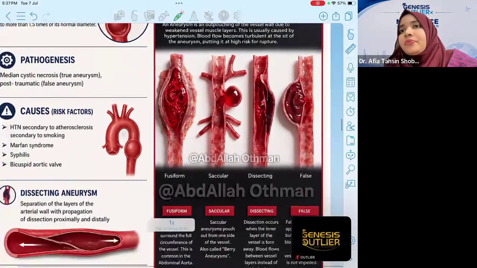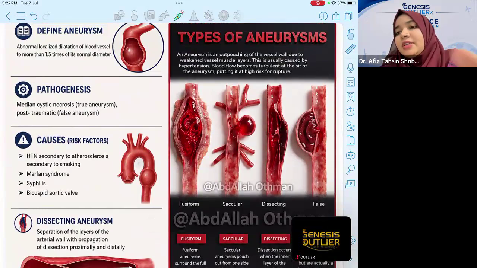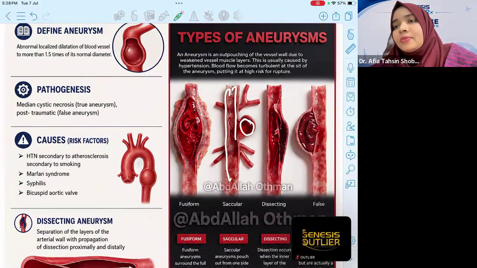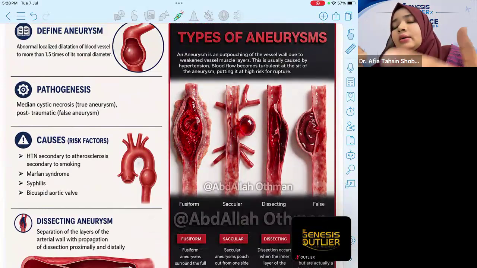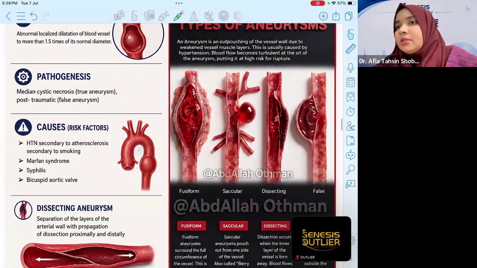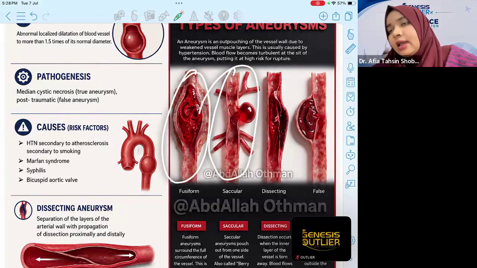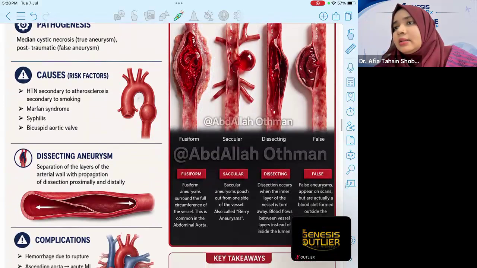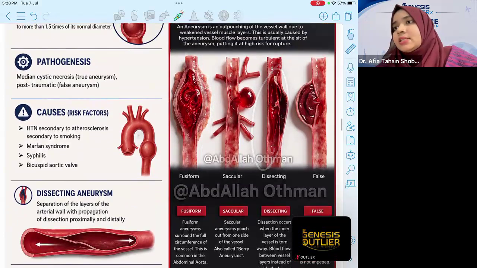See here, this beautiful, very clear image. True aneurysm, you can get 2 types, mainly fusiform and saccular. Fusiform is like this and saccular you can get like this. Sometimes they will give you a radiological image also, but if you know the concept, you can answer. And this is the image of aortic dissection, and this is the image of false aneurysm.